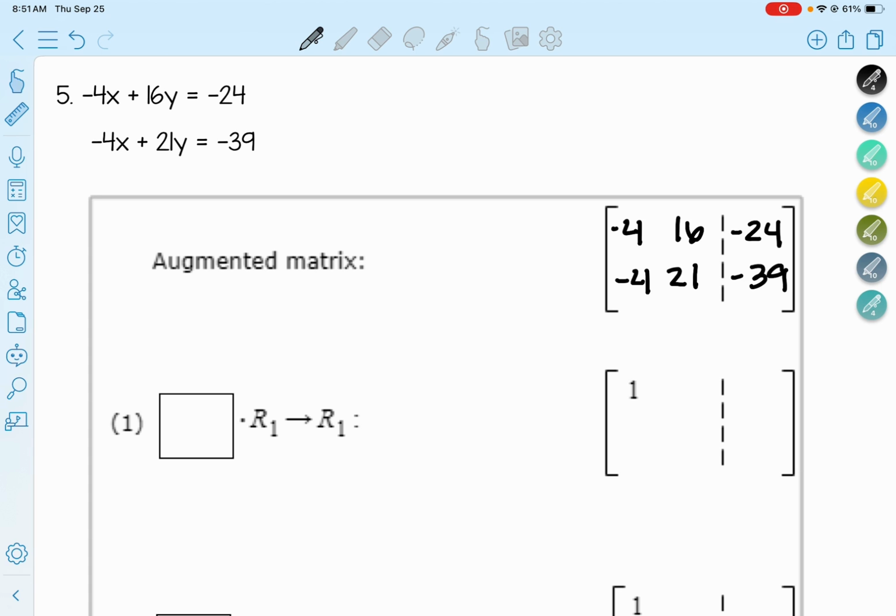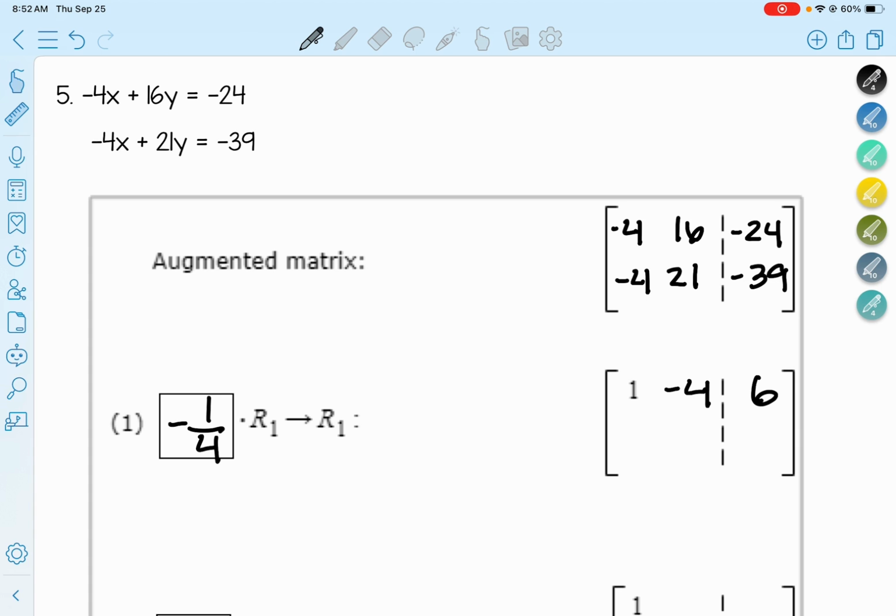Remember, this is the nice thing about ALEKS: ALEKS literally tells you your goal, or what you're trying to get next. So it tells me that my goal first is to get A11 equal to 1. For me to pull this off, I need to figure out multiplying -4 by what will get me 1. Well, instead of dividing by -4, I'm going to multiply it by -1/4, which when I do that gets me 1. I then go 16 times -1/4, which is -4, and -24 times -1/4, which gets me 6.